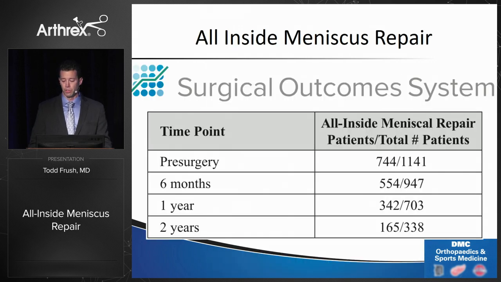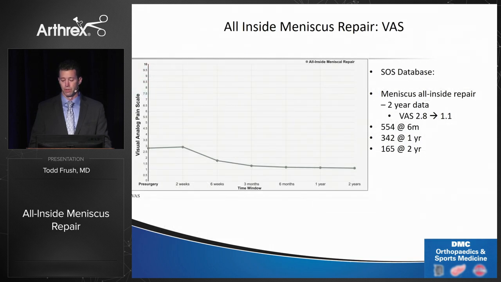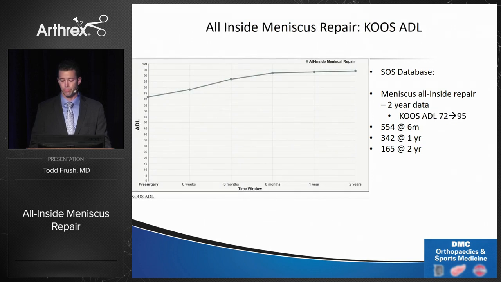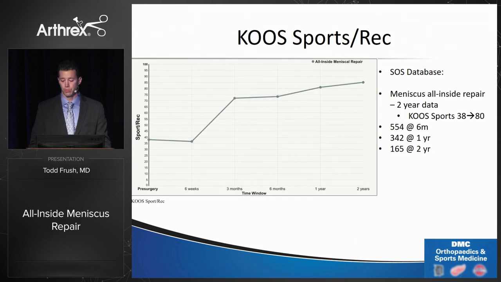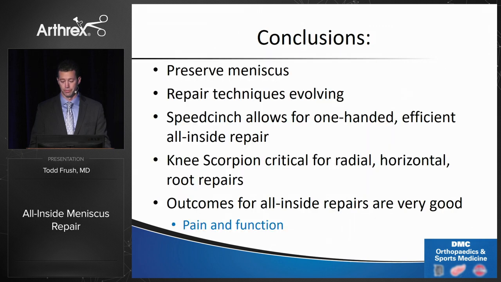So Arthrex has some very good data collected with the SOS database for all inside repair. The database is up to 744 patients. 165 of them are out to 2 years post-op. The VAS scores are seen improving from 2.8 to 1.1 at 2 years post-op. For the activities of daily living on the KOOS, they improve from 72 to 95 at 2 years post-op. And lastly, the sports and recreational activities improve from 38 to 80 on the KOOS scale.